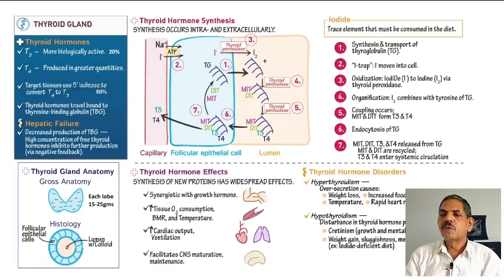It constitutes 80%. The thyroid hormone, they travel there in the blood along with the thyroid binding globulin, and this thyroid binding globulin will be produced by the liver, and therefore decreased production of thyroid binding globulin can be there in liver diseases.